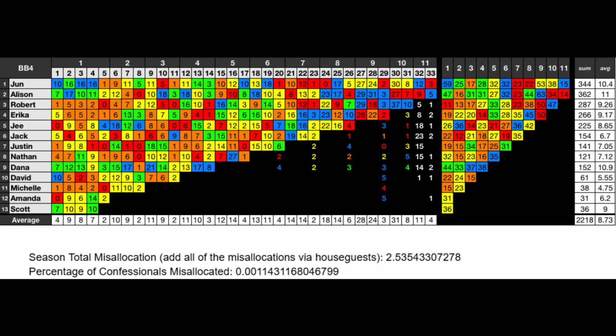Okay, so the season total misallocation for Big Brother 4, based off of me adding all the misallocations via house guest, is 2.53, meaning that the misallocation is only by 2. And obviously, you see the percentage of confessionals being very low, meaning that despite Allison and June having a bit too much, Dana as well, and some of the earlier boots not having as much, the imbalance is in general very small. And we will see that once we look into other seasons.